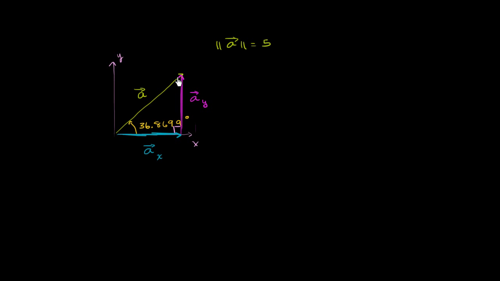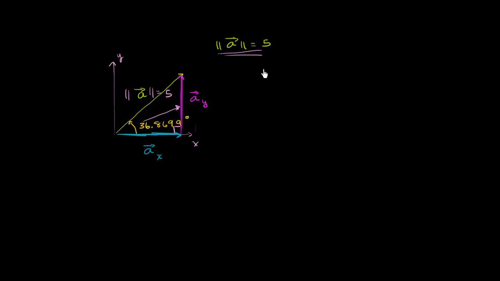We know the length of this side, the length of the hypotenuse. That's going to be the magnitude of vector A. And so the magnitude of vector A is equal to 5. We already knew that up here. So how do we figure out these sides? Well, we could use a little bit of basic trigonometry. If we know the angle and we know the hypotenuse, how do we figure out the opposite side to the angle? So this right here is the opposite side to the angle.